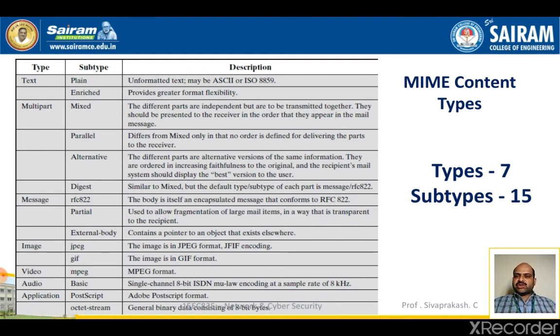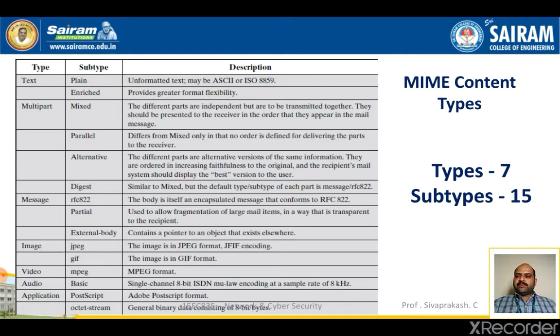The first one is the text type. No special software is required to get the full meaning of the text aside from supporting the indicated character set. The primary subtype is plain text, which is simply a string of ASCII characters or ISO characters declared in ISO 8859. The second one is enriched, a subtype that allows greater formatting flexibility for this particular text.